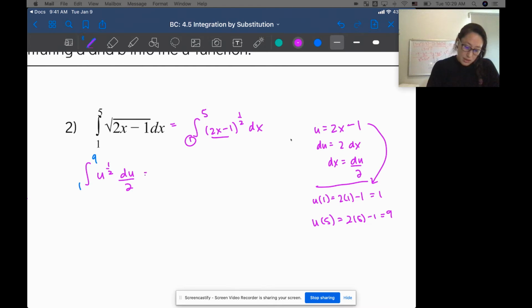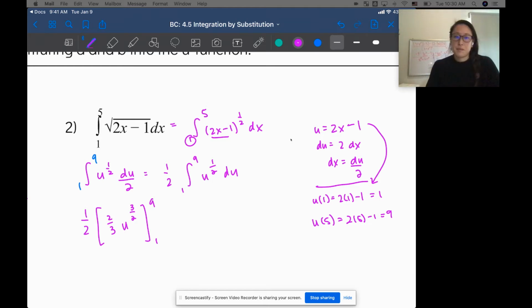Okay, so I'm just going to rewrite this. This is 1/2 times the integral from 1 to 9 of u to the 1/2 du. So 1/2 times u to the 3/2 times the reciprocal, which is 2/3, from 1 to 9. Okay, up next, we just substitute.